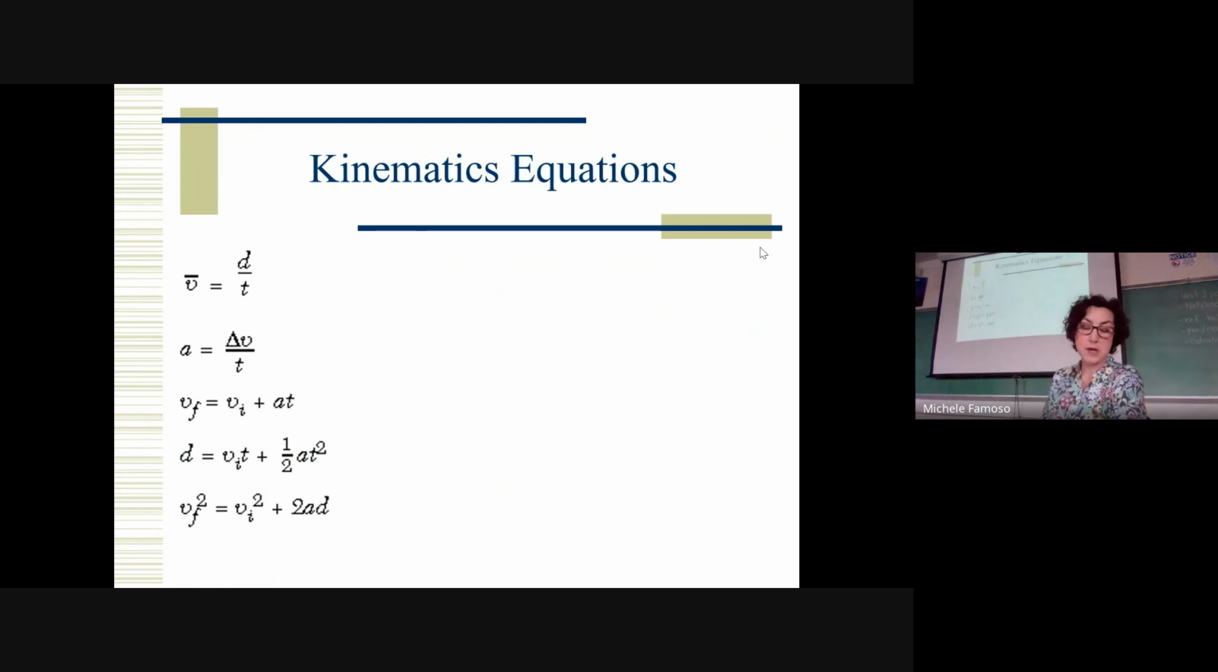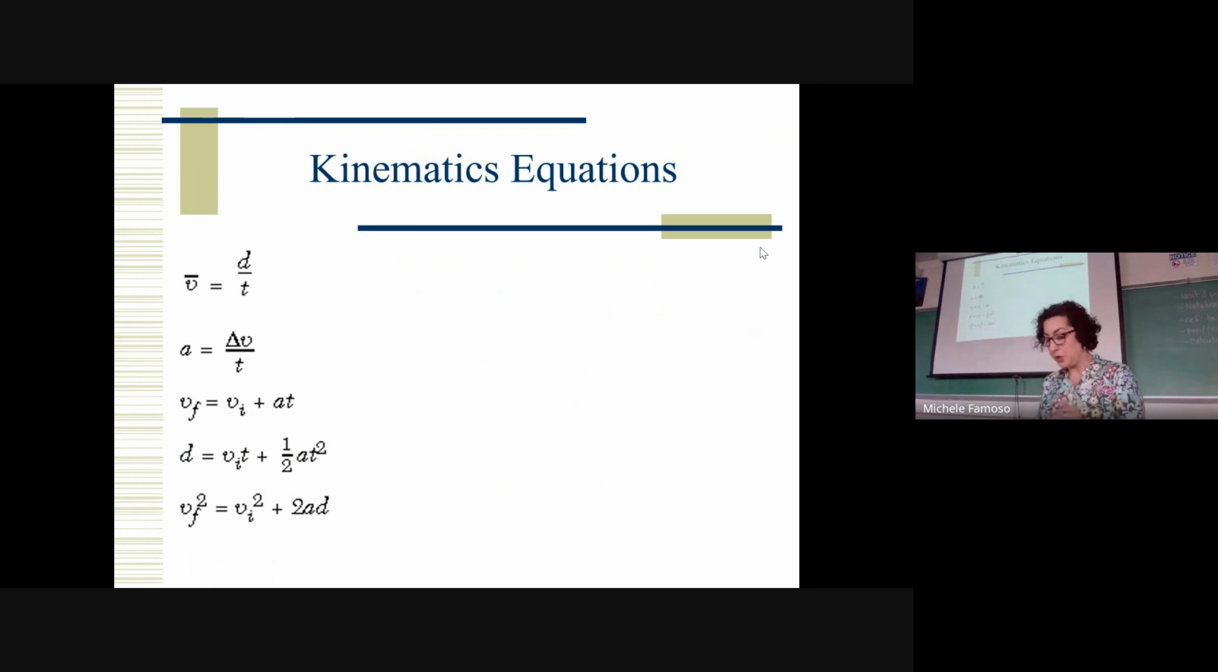So let's now talk about what equations you have to pick from. Here are the 5 equations. So I'd like you to go to page 6 of your reference table and check off those 5 equations on the list. In order, they are V bar equals D over T, which we already checked off. Then we have our A equals change in V over T, which we already checked off. The third equation is VF equals VI plus AT. That's new. Then we have this other one, D is VIT plus 1/2 of A times T squared. And the final one that we'll be using is VF squared equals VI squared plus 2AD.